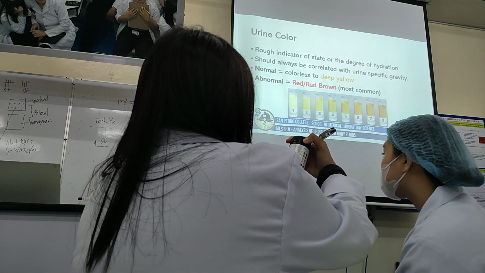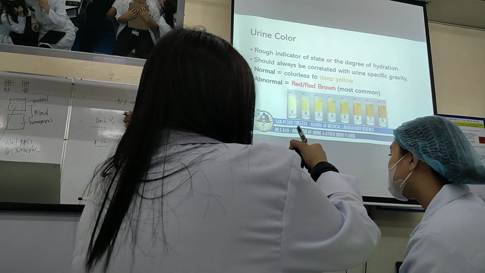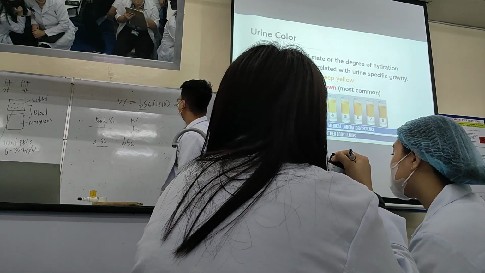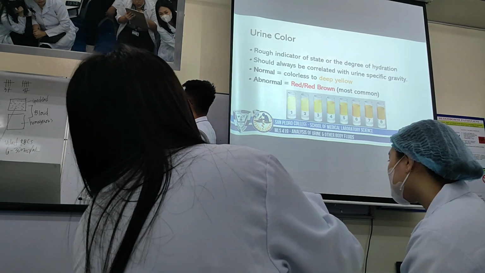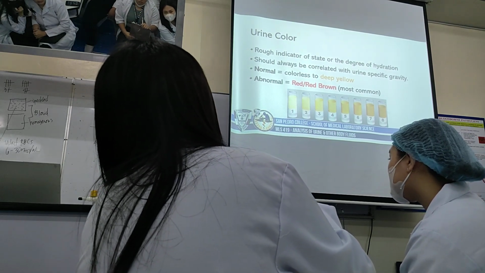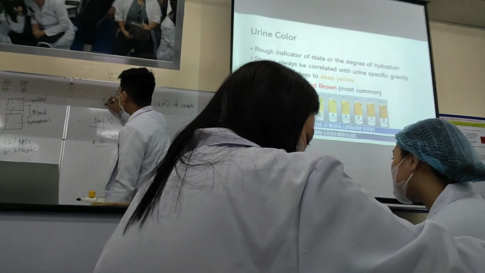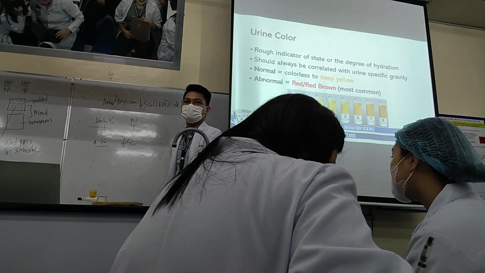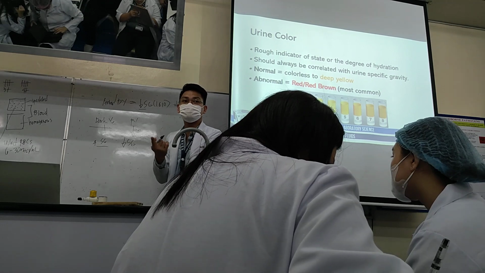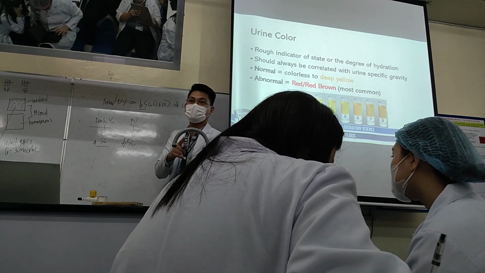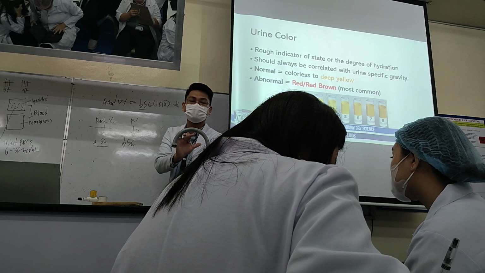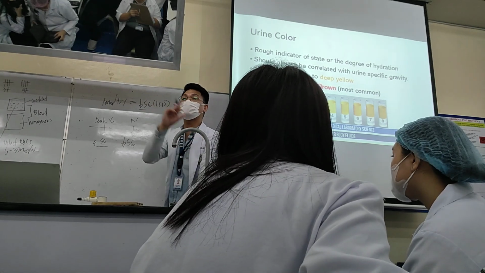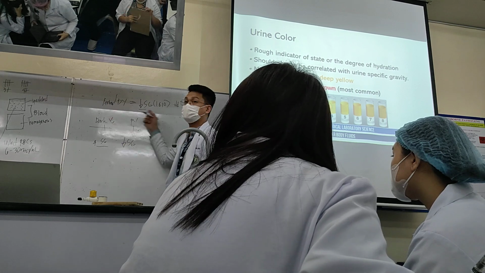Urobilinogen. This will indicate an old sample. But why does it turn dark yellow or amber in color? First reason, urobilinogen can photo-oxidize. Once urobilinogen is present in the urine and exposed to light, it will be converted to urobilin, which will contribute to the dark color.